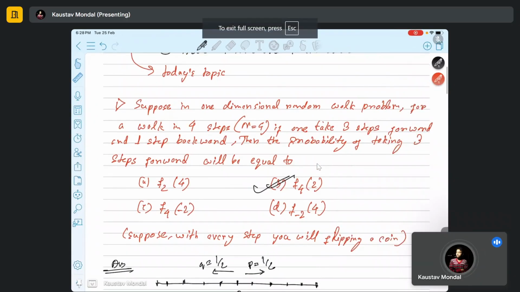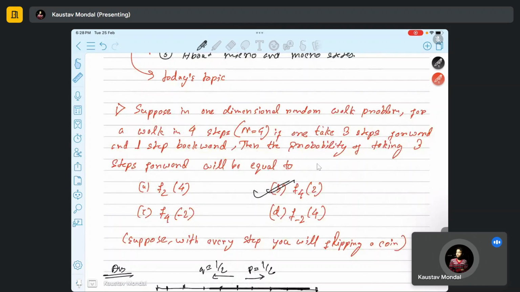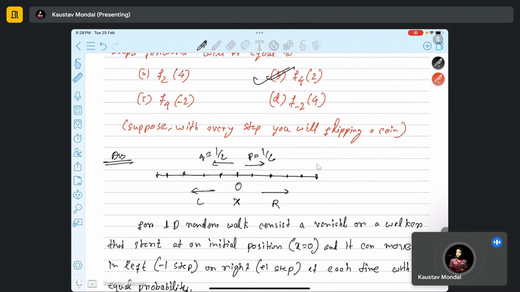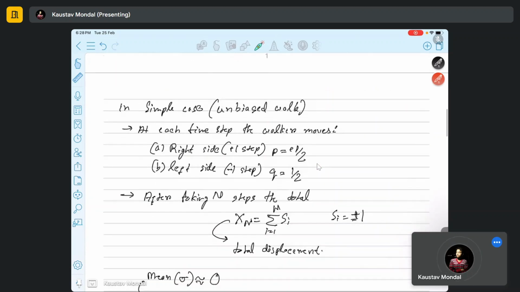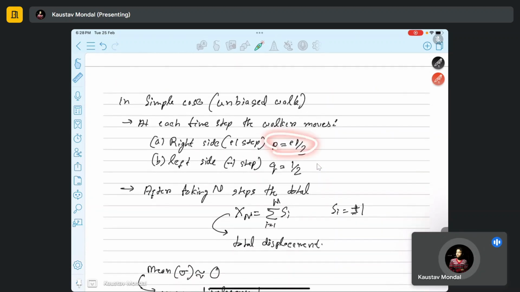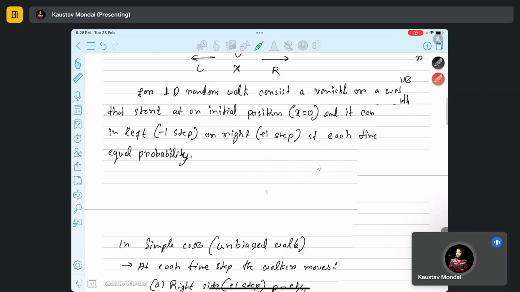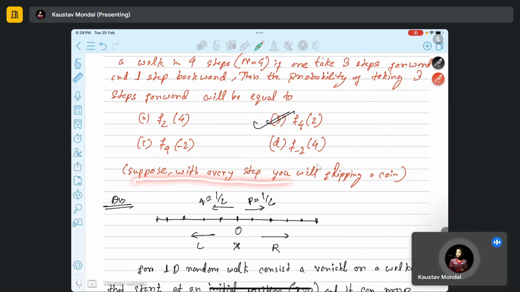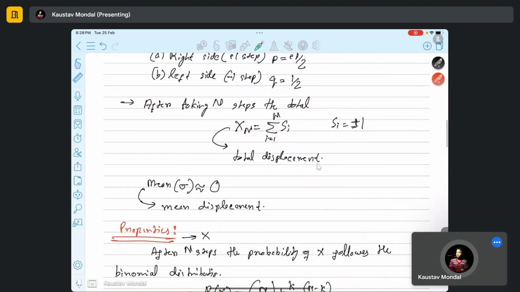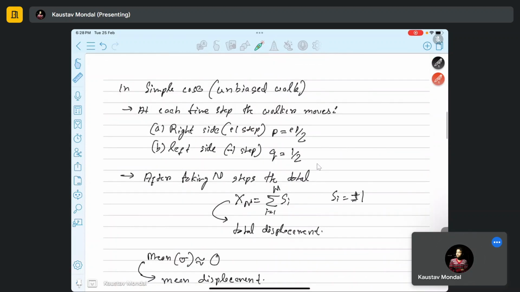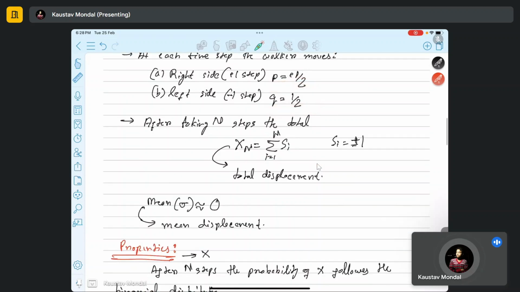So what this problem basically gives is a one dimensional random walk problem. This is basically the structure of a random walk problem, a 1D line, where a walker starts from the origin and can move either to the right side or the left side. Both have equal probability of half in the case of an unbiased random walk, so p is half and q is half, because in the problem it is mentioned that with every step I'm flipping a coin, and if you flip a coin, getting a head or a tail has a probability of half.